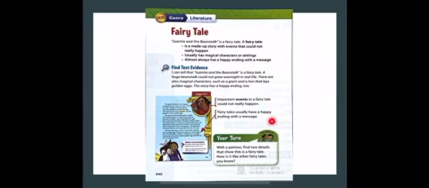So, as we can see here, important events in a fairy tale could not really happen. The events cannot happen, and fairy tales usually have a happy ending with a message.